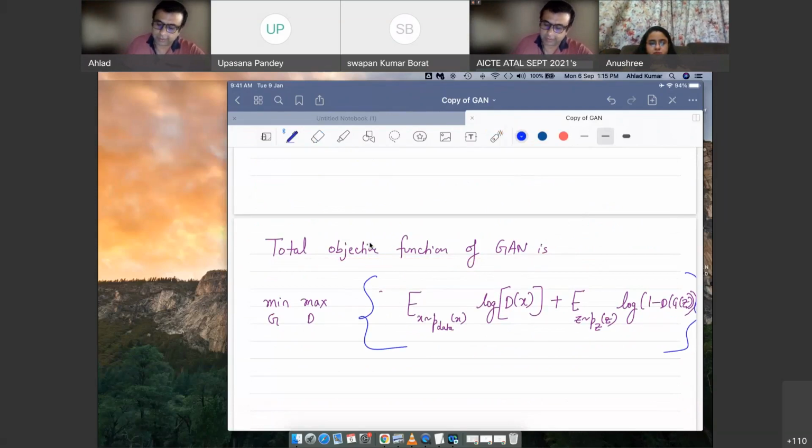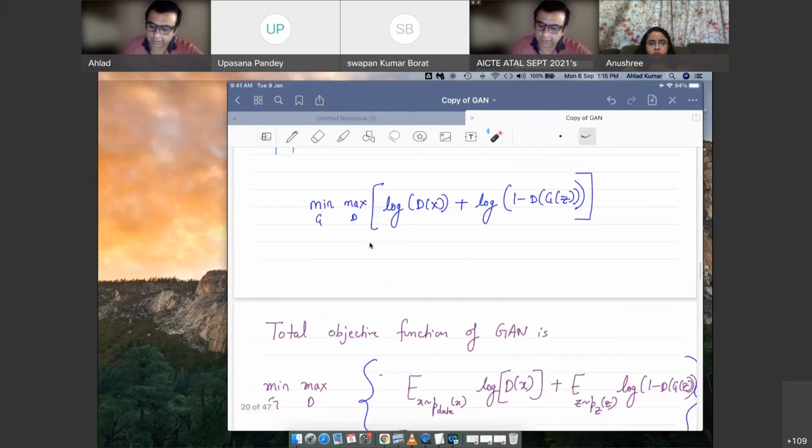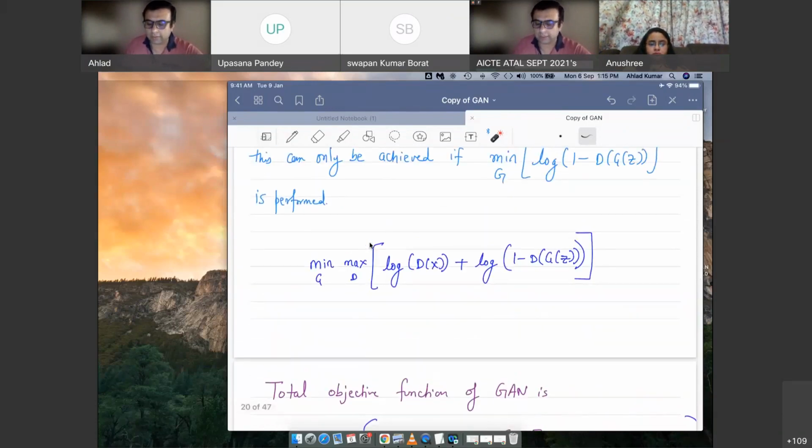Here you can see we have x sampled from p data of x, and then we have log of D of x, and then we have z which we are sampling from p z of z, and then we have log of 1 minus D of G of z. The expectation is coming because we are taking a large number of samples and averaging the result. That's why this expectation is coming. In the earlier case it was not, because I was taking only one example to explain the theory.